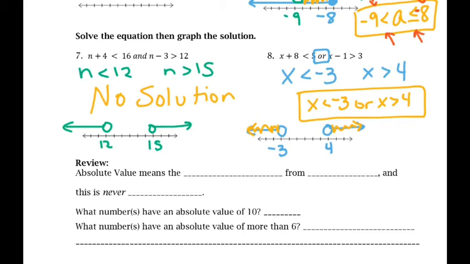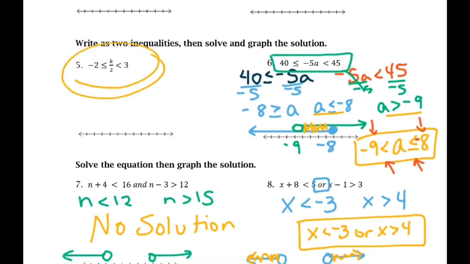If it says or, you cannot write it as a compound. You can't write it as something like this. Okay, so that's only for and. If it says or, you cannot write it like that.